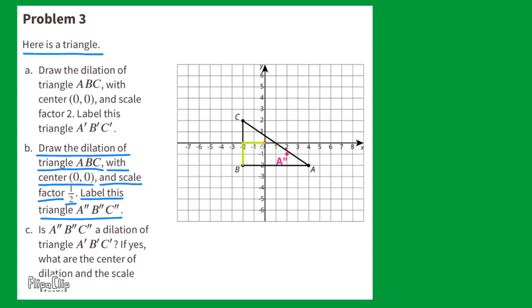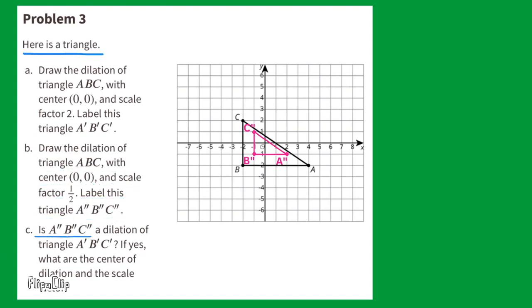Now I'll do the same thing for the rest of the points. Let's go to B. It's 2 to the left and 2 down. And half of that would be 1 to the left and 1 down. And that's where I can put my point that represents B double prime. And finally, let's do the same for C. 2 to the left and 2 up. Half of that would be 1 to the left and 1 up. That's where I can put my point that represents C double prime. Now connect these points with lines and you'll see the dilation with a scale factor of 1 half.